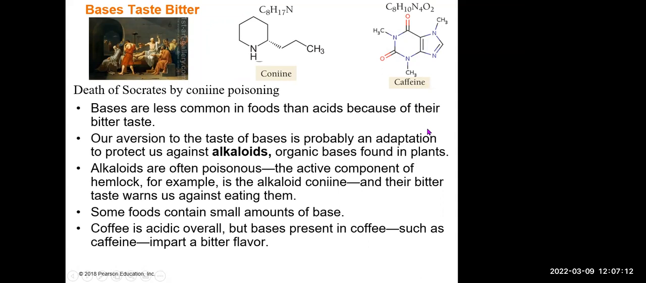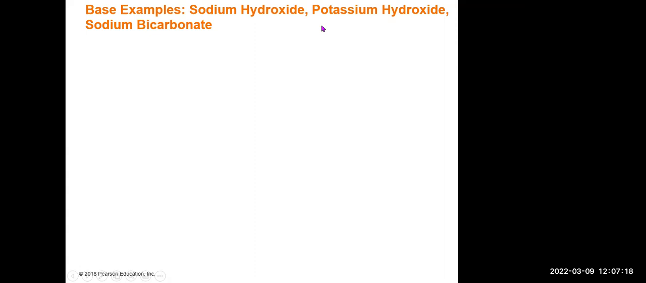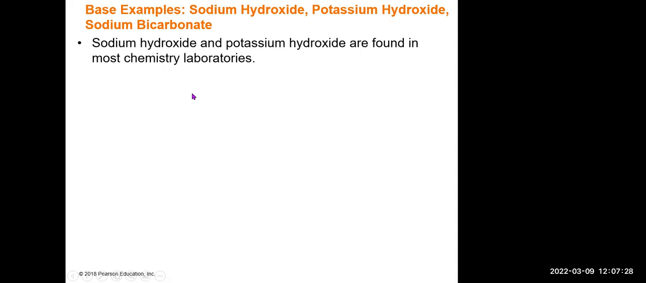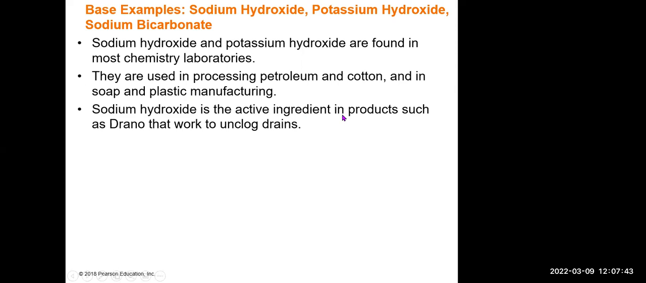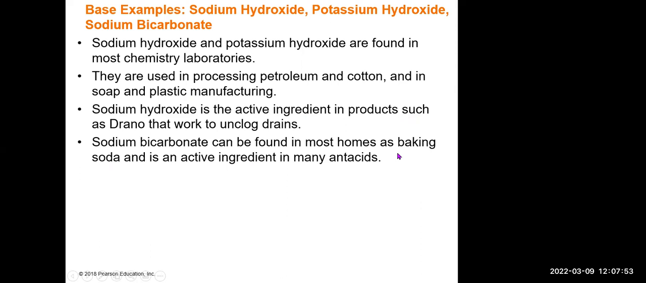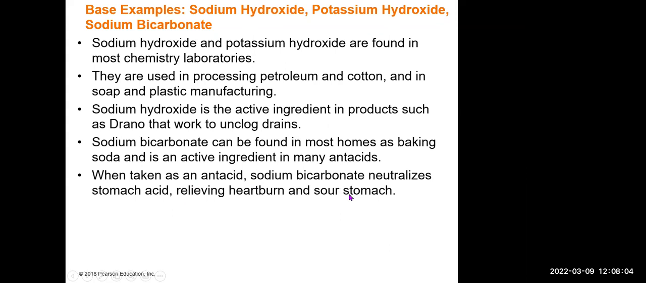Base examples: sodium hydroxide, potassium hydroxide, and sodium bicarbonate. Sodium hydroxide and potassium hydroxide are found in most chemistry laboratories. They are used in processing petroleum and coal and in soap and plastic manufacturing. Sodium hydroxide is the active ingredient in products such as drain cleaners that work to unclog the drains. Sodium bicarbonate can be found in most homes as baking soda and is an active ingredient in many antacids. When taken as an antacid, sodium bicarbonate neutralizes stomach acid, relieving heartburn and sour stomach.